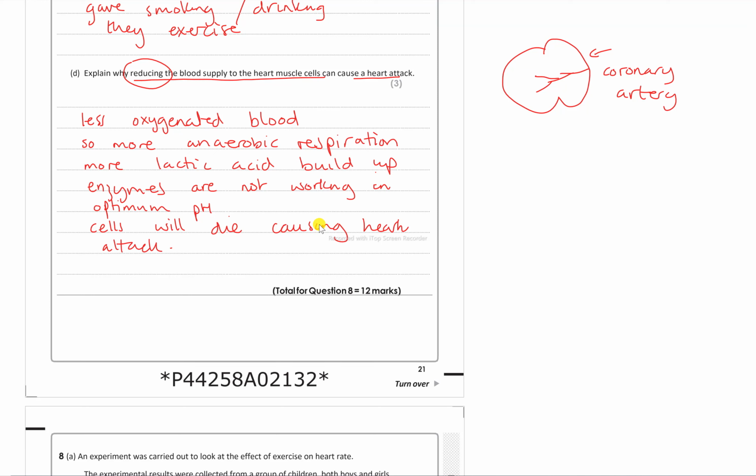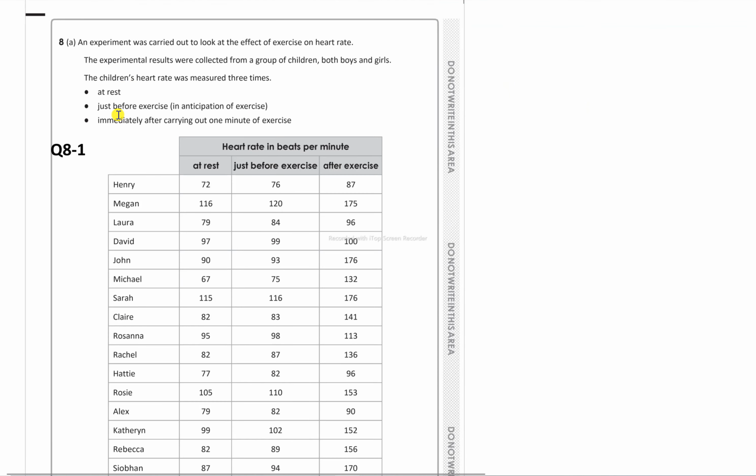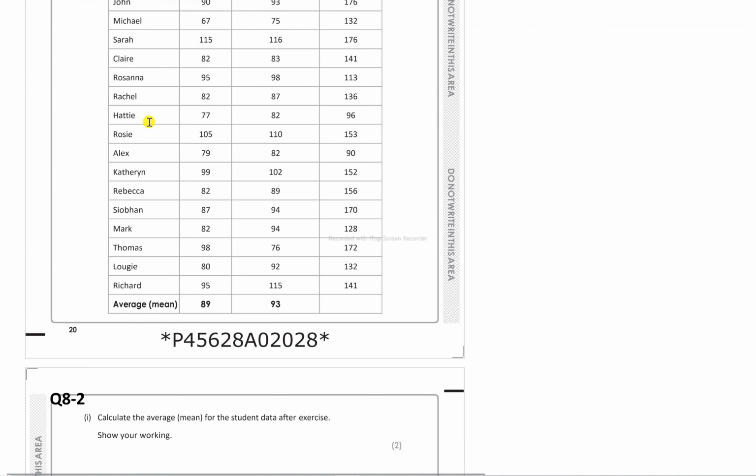So let's have a look. What you could add here is when the enzymes are not working at optimum pH, because the pH will, and also any temperature, the pH will denature the enzymes. They'll stop working correctly. Right, okay, that's cool. Let's keep going.